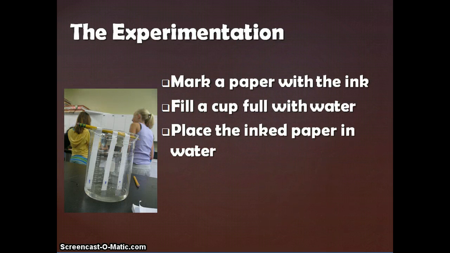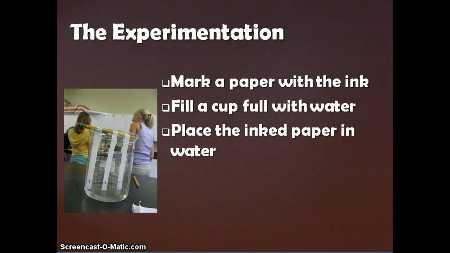So for the experiment, we're going to take a few long strips of paper. And at the very bottom of the paper, we will mark it with the pen. We'll then take a cup or a beaker and fill it with just a little bit of water. These marked papers are then going to be hung from the top of the beaker with a pencil or a pen or something that's going to keep them in a steady position. This way, they're going to be hung so just the very tips of the paper are touching the water.